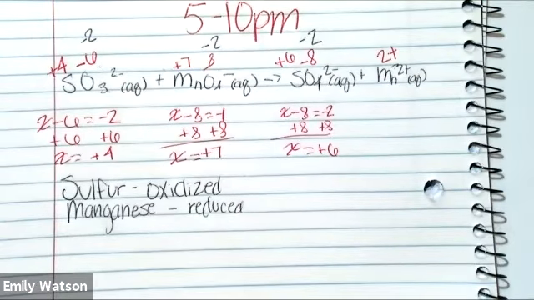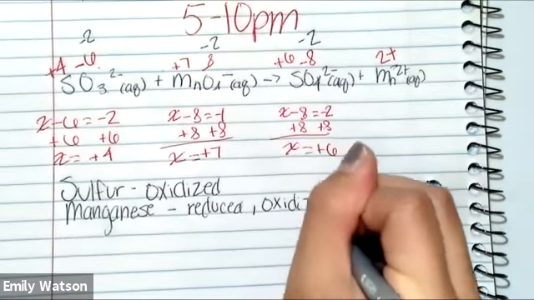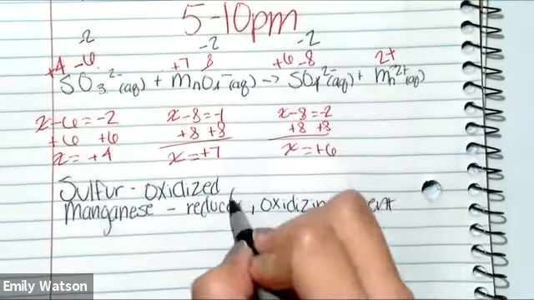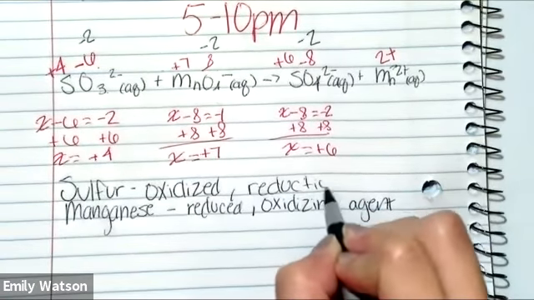So, which element is the oxidizing agent? Manganese. So that means that this is the reducing agent.